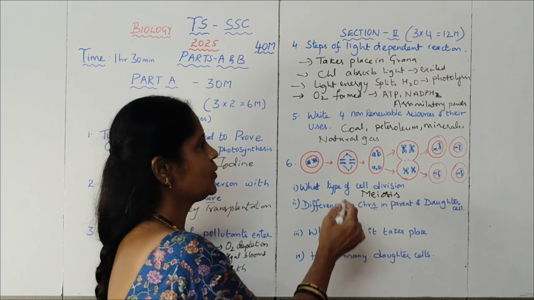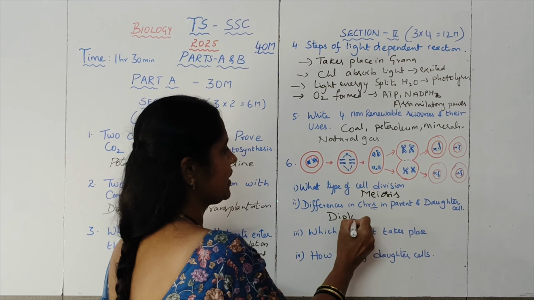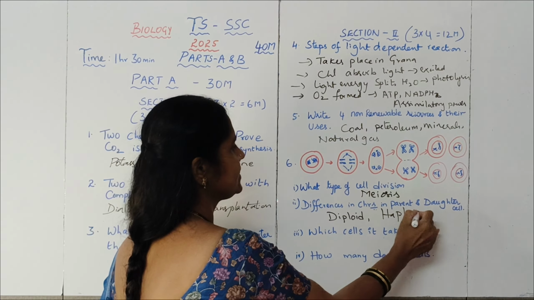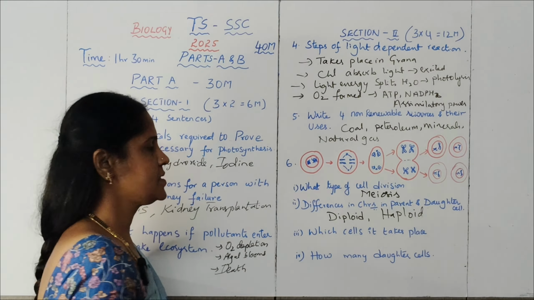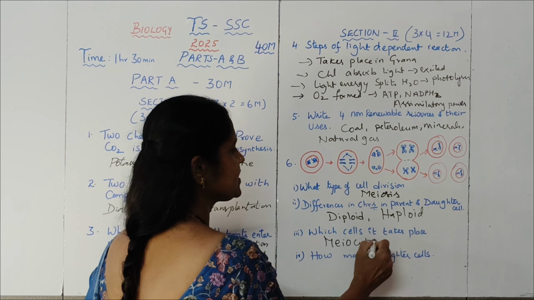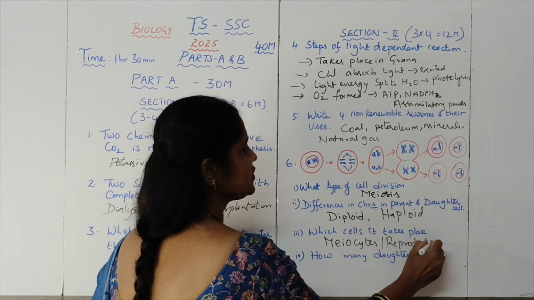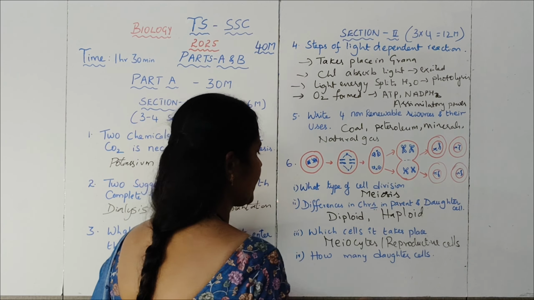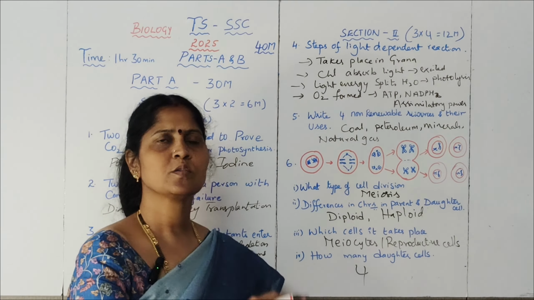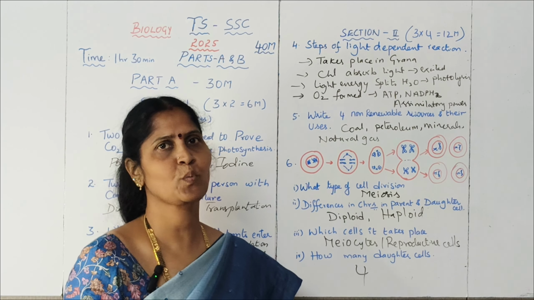Differences in the chromosomes in the parent cell and in the daughter cell: in the parent cell the chromosomes are diploid, whereas in the daughter cells they will be haploid. In which cells will it take place? You can write reproductive cells or meiocytes. The meiocytes are also called the reproductive cells. So this will be your answer here. Then how many daughter cells are formed? You will write your answer as 4. So this is how quickly we can finish off this section, which is quite easy.